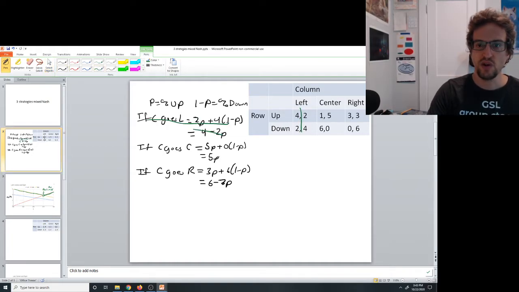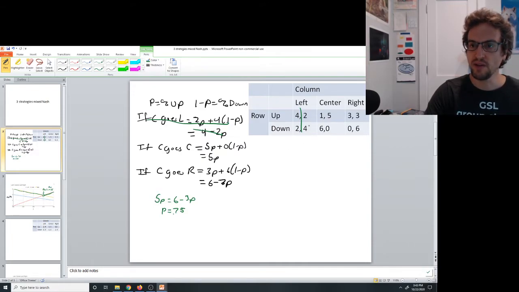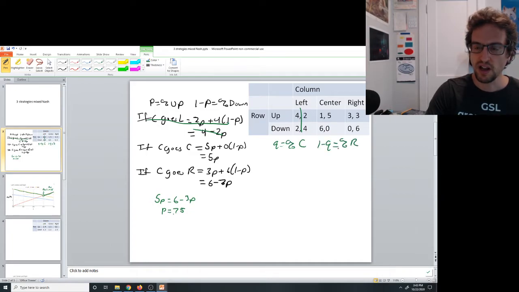If I set these two equal to each other, if I set 5P equals 6 minus 3P, guess what? I get that P is equal to 0.75. So Row's mixture is 0.75. Now how do I get column's mix? Well, now that I've eliminated left, it's just like doing it normally would. So now Q is going to be percent center and 1 minus Q equals percent right.